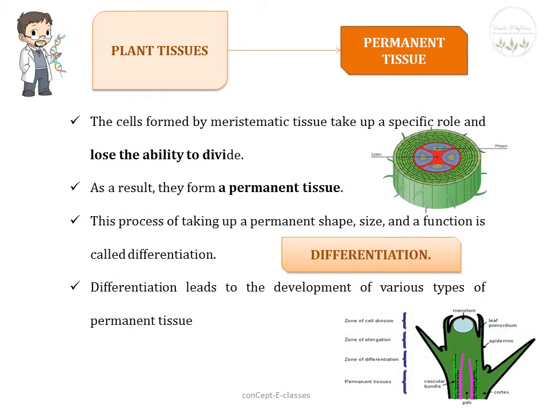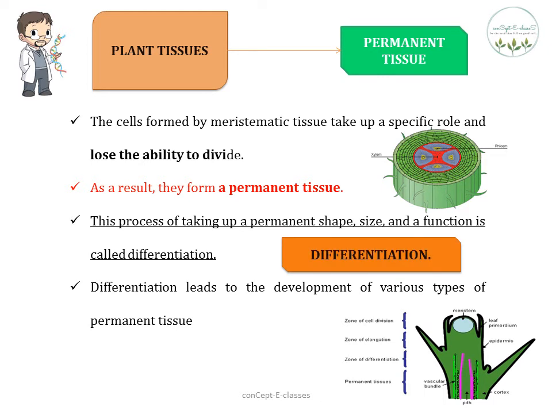Now let's study the next type of plant tissue, which is the permanent tissue. Now what happens to the cells formed by the meristematic tissue? They take up a special role and lose the ability to divide. As a result, they form a permanent tissue. So this process of taking up a permanent shape, size and function is called differentiation.